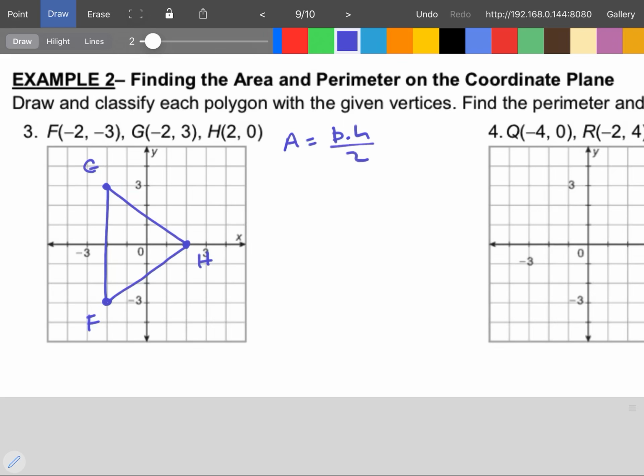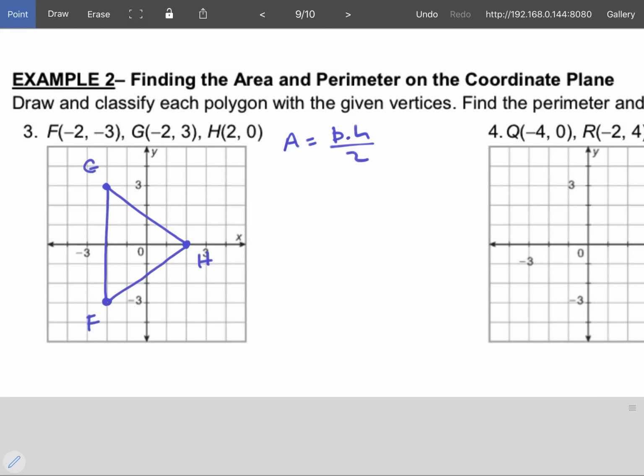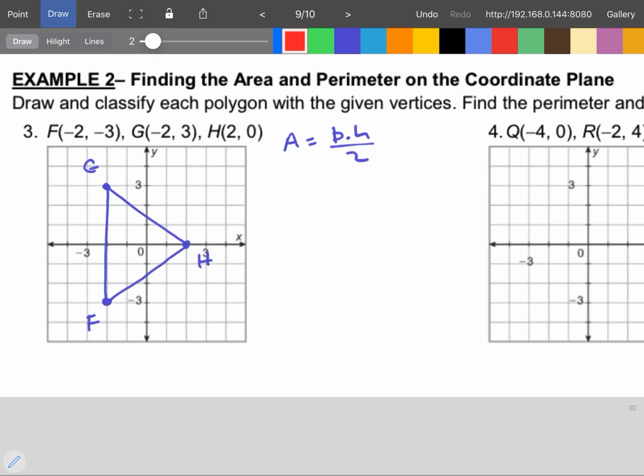But the important thing is you got to remember that the base and the height have to form a right angle. They got to be perpendicular. So we can use this side, this segment GF right here. That can be our base. Because that one we can just count, right? So that's just 1, 2, 3, 4, 5, 6 units. So our base is 6 units.